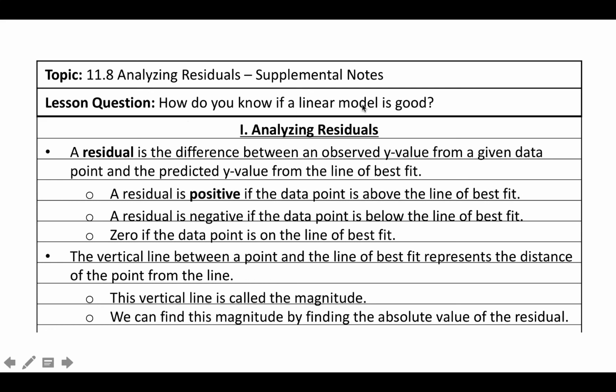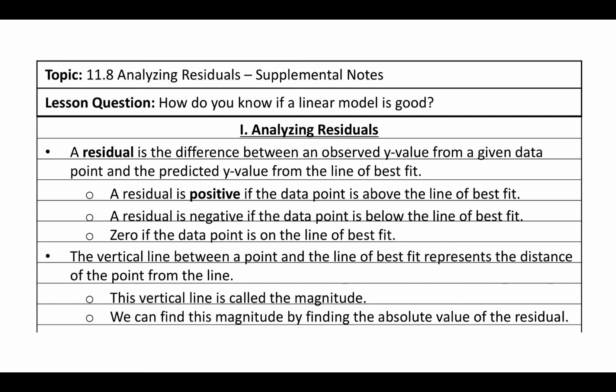Okay, so this is the supplemental notes for lesson 11.8, analyzing residuals. A residual is the difference between the observed y value from a given data point and the predicted y value from the line of best fit. A residual is positive if the data point is above the line of best fit, negative if the data point is below the line of best fit, and 0 if the data point is on the line of best fit.